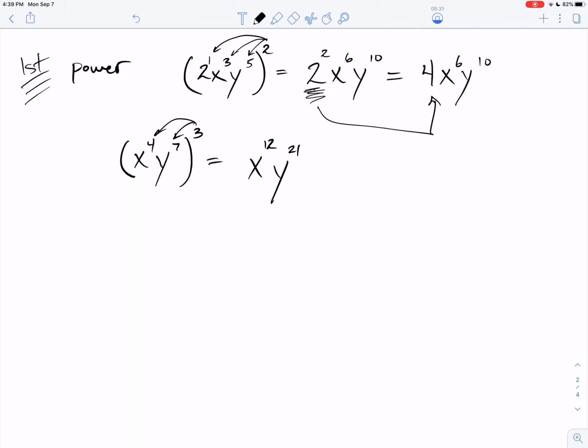Now, some people say, well, how come we can't do that like this then? How come this isn't true?